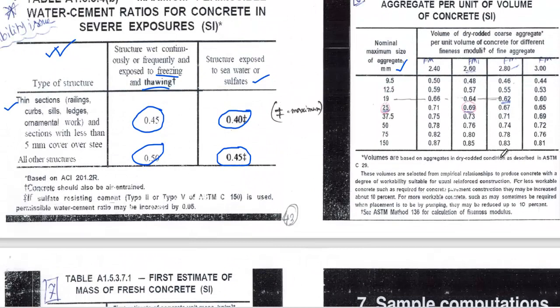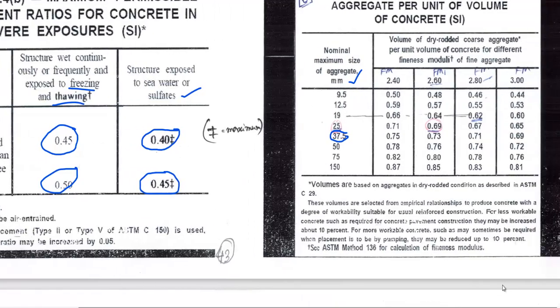So here you can see this is your maximum size of aggregate. Can you see right now? So if they said FM value is 2.8, this is the column you have to select, and this is the amount of what? Unit ratio of the coarse aggregate. So that means what? In 1 cubic meter of concrete, you have to use 0.71 amount or unit of coarse aggregate. Do you understand?